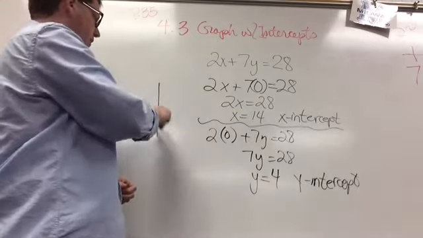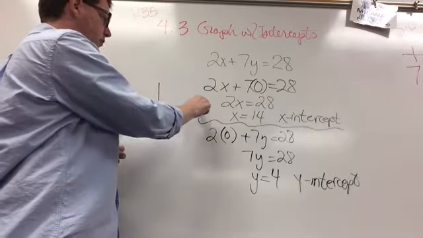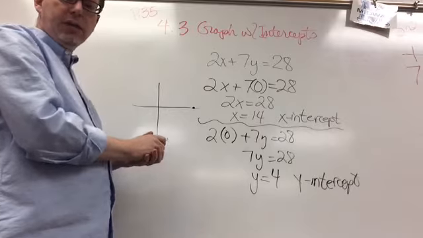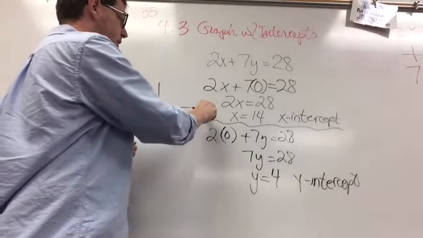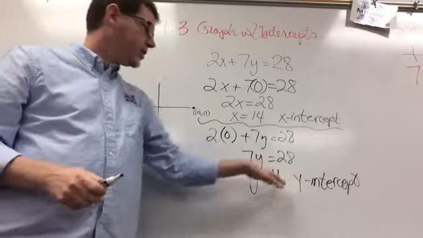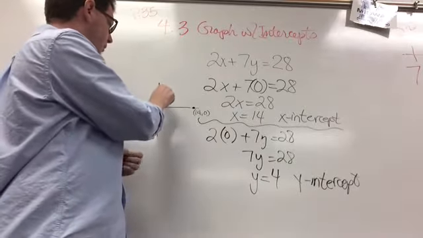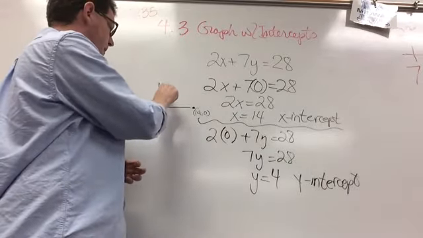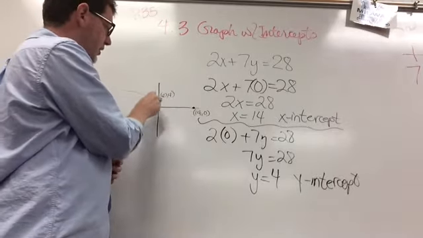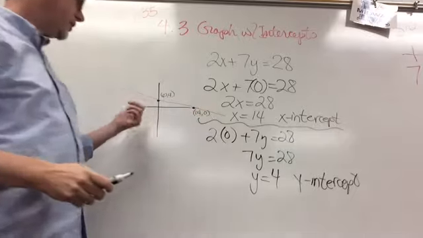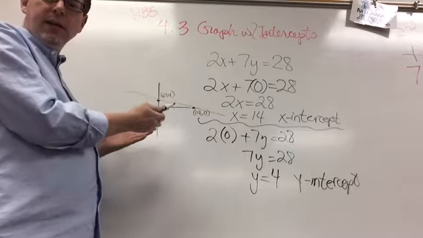So I'm just going to draw a little graph here, and I know that my x-intercept is 14. So I'm going to go way out here to 14, and I'm going to pretend that that's 14, and that's where my x-intercept is, and I'll go ahead and label it as 14, 0. And my y-intercept is 4, so I'm going to pretend that that's 4 right there, which means that this point would be 0, 4 for my y-intercept. There are 2 points on my line, so I just connect those 2 points with a ruler, because that's really not a straight line at all, but I would connect those 2 points with a ruler, and there's my line.